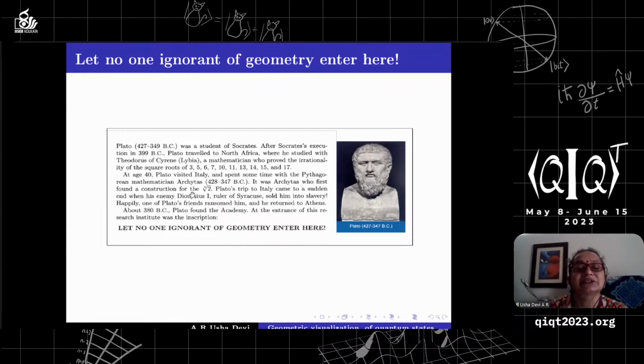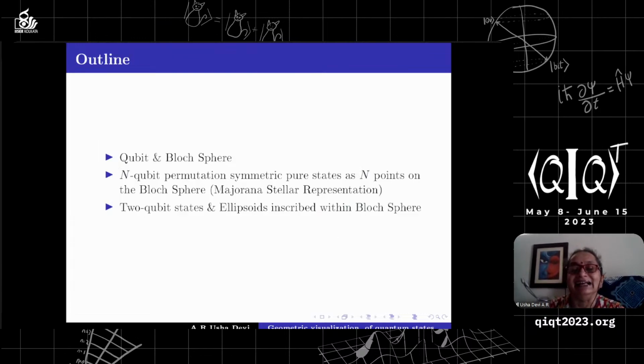But I just want to mention that in Plato's academy, there was a board: let no one ignorant of geometry enter here. I don't claim such grand status for this talk, I would just say that I will share the geometry that I have learned by working on this particular research. I'll make it clearer as we go ahead and explore.